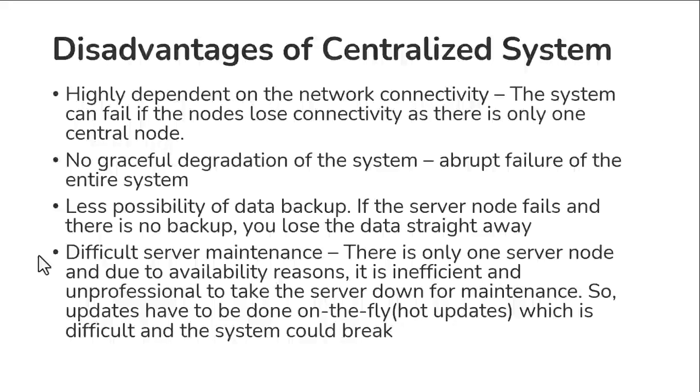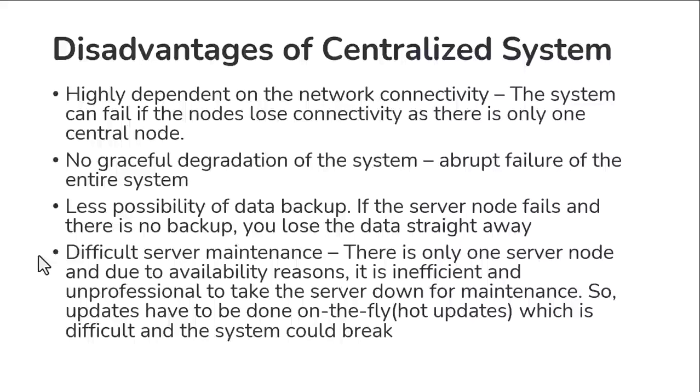No graceful degradation of the system, abrupt failure of the entire system. So this means there is no degradation, but rather if the server fails, the complete system, whether there is one client or 1 million clients, all will be down. Less possibility of data backup. If the server node fails and there is no backup, you lose the data straight away.